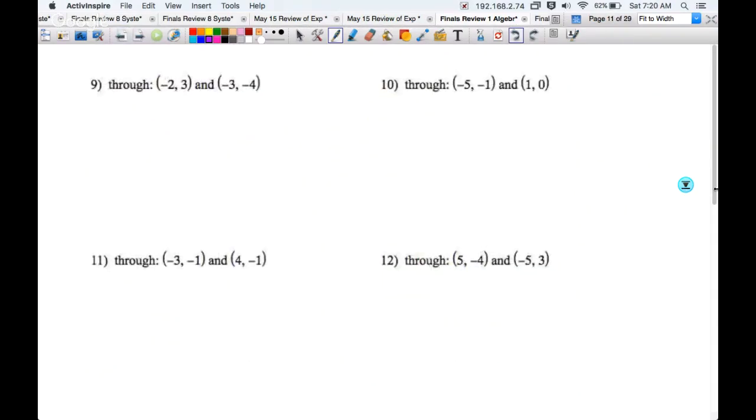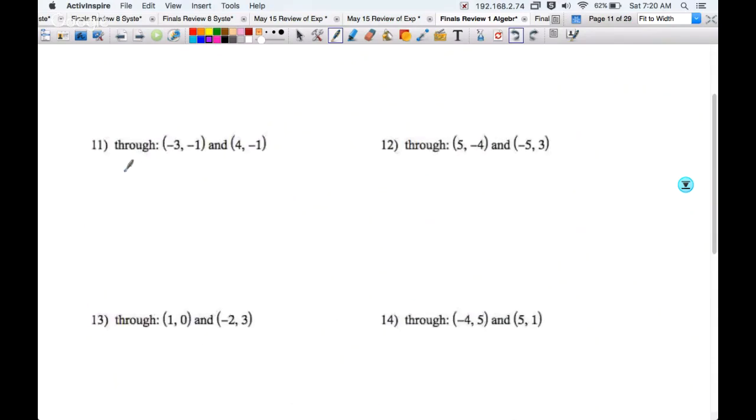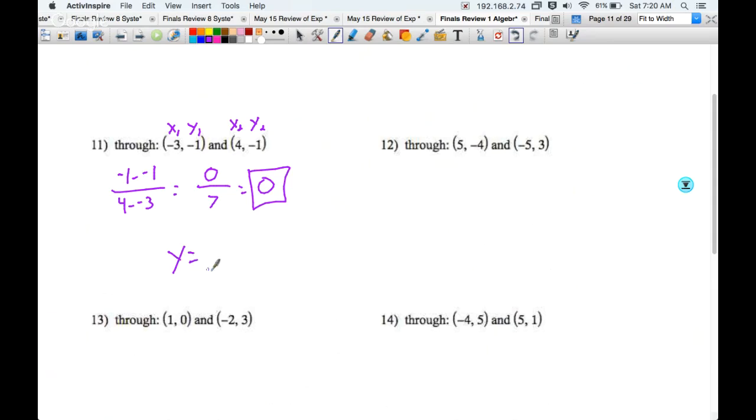All right, so if I do my slope formula, x1, y1, x2, y2, I get -1 minus -1 over 4 minus -3. Well, this is -1 plus 1, which is 0 over 7 equals 0. So with the slope of 0, I could plug it into my equation, but I can just realize, oh wait, this is a horizontal line. So I just have to have it be y equal to the y value of either of the points. They're both -1, so just y equals -1.